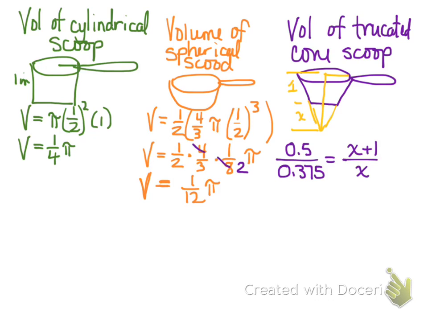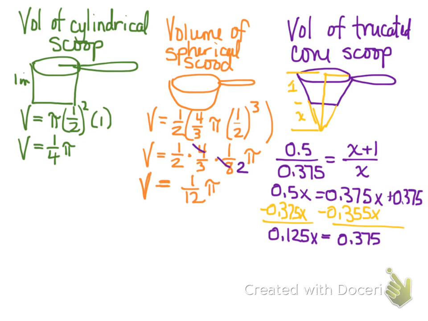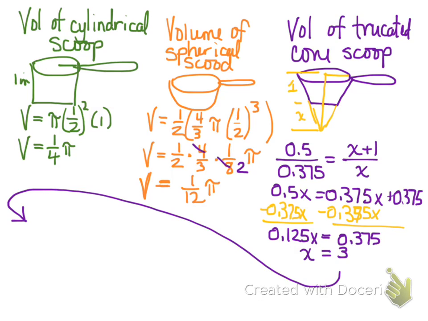So we've got this ratio, and we can look at the cross products here and here and set them equal. That's what I've done in this part of the equation. Now I'm going to subtract off 0.375x. When I do that, this term drops out, and this becomes 0.125x equals 0.375. And then dividing, I get x equal to 3.